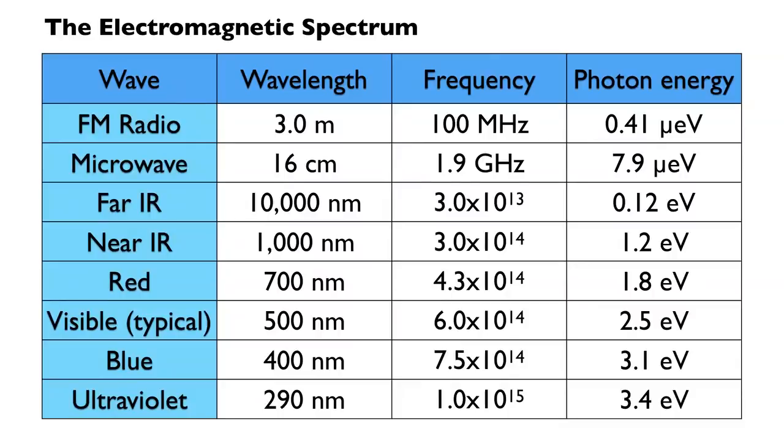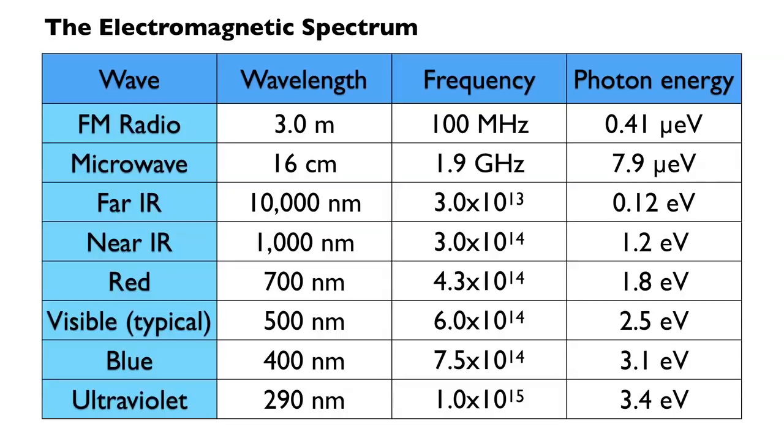Now, let's look at the whole electromagnetic spectrum and look at the energy of different wavelengths and frequencies. If you have FM radio, the wavelength is about 3 meters. That corresponds to a frequency of 100 megahertz. The photon energy is a little itty-bitty 0.41 microelectron volts. So radio wave photons are not energetic enough to make something happen. Microwaves have shorter wavelengths. They're not really micro, but they're shorter than FM. 16 centimeters is a typical wavelength. That corresponds to a photon energy of about 8 microelectron volts, still not very much.